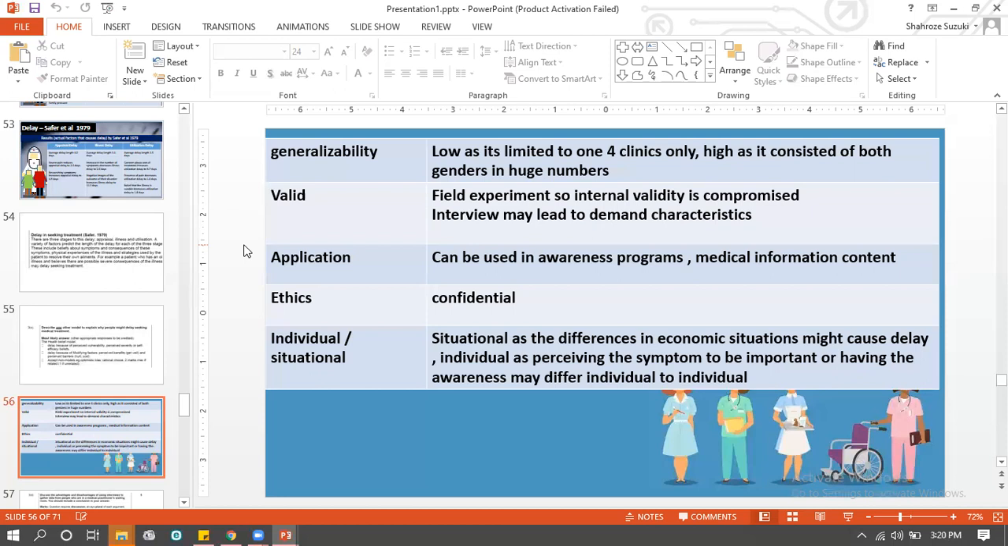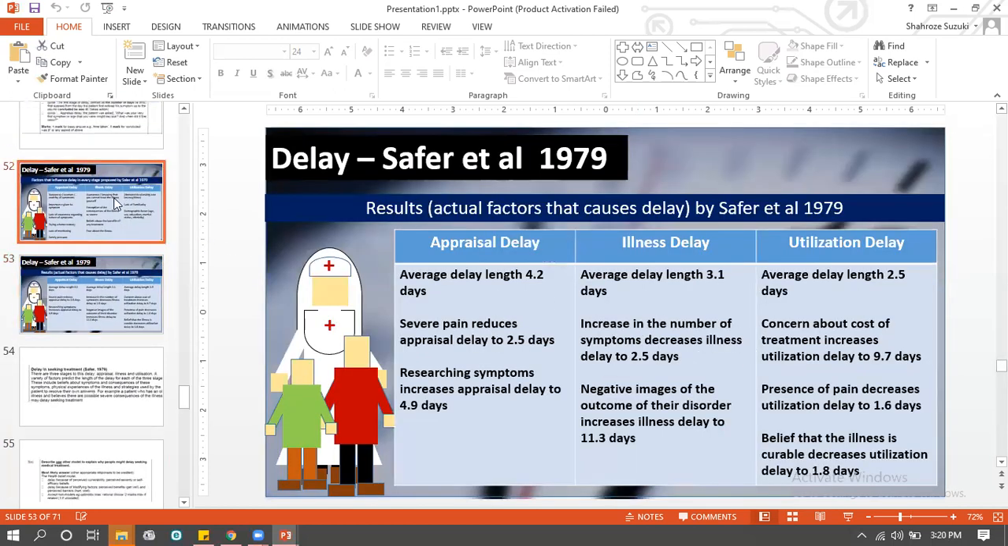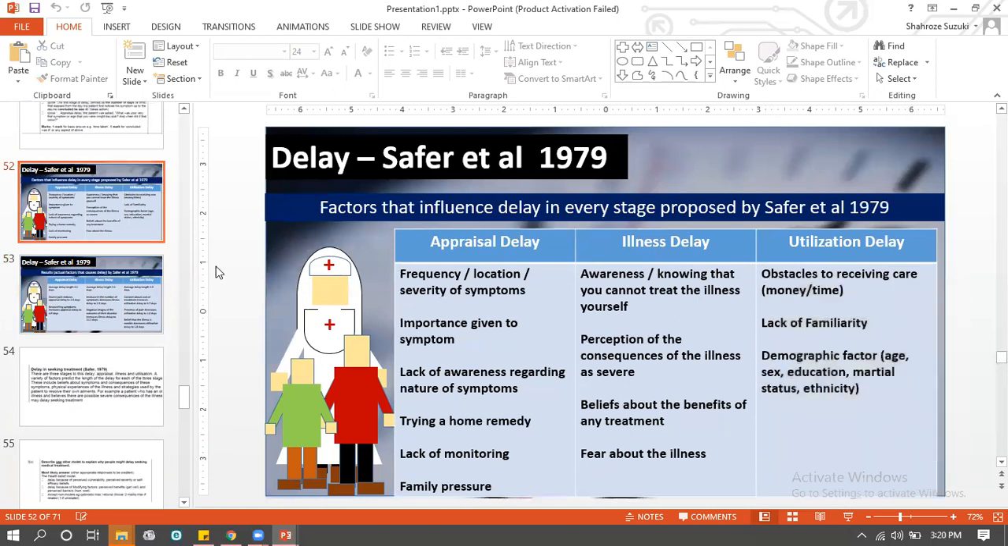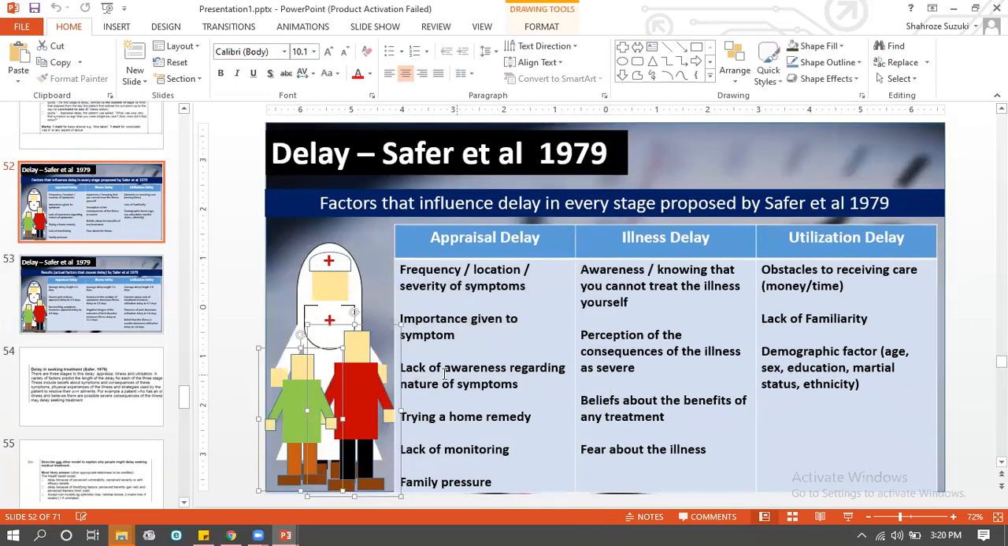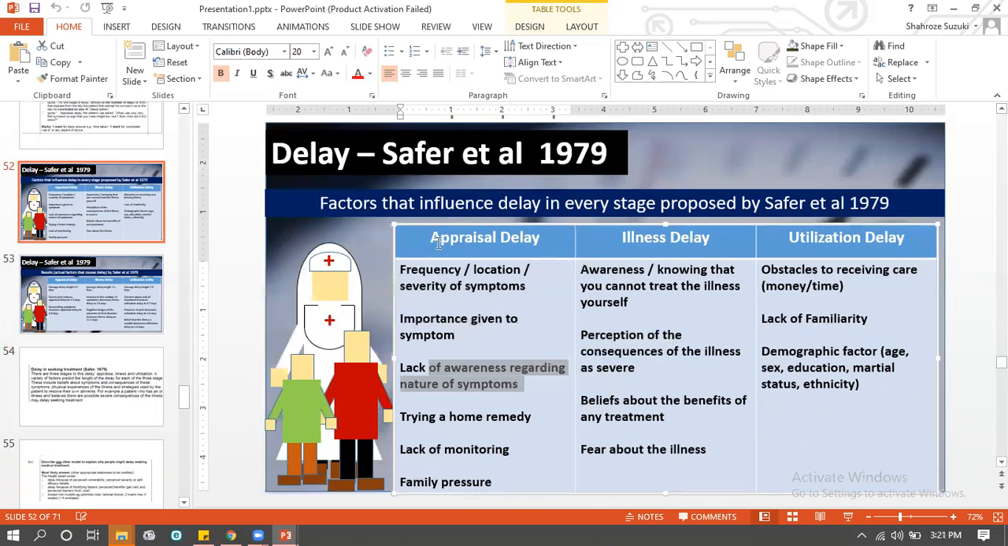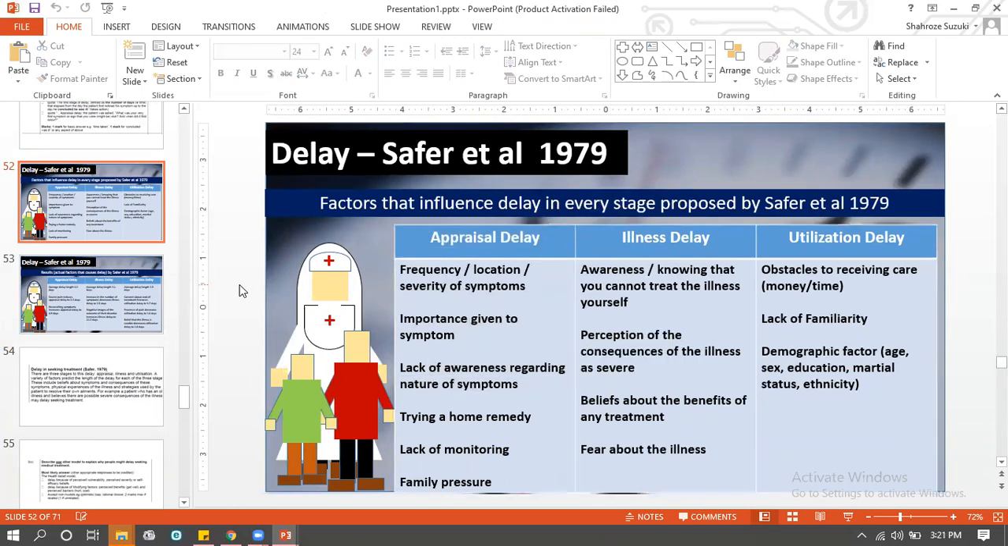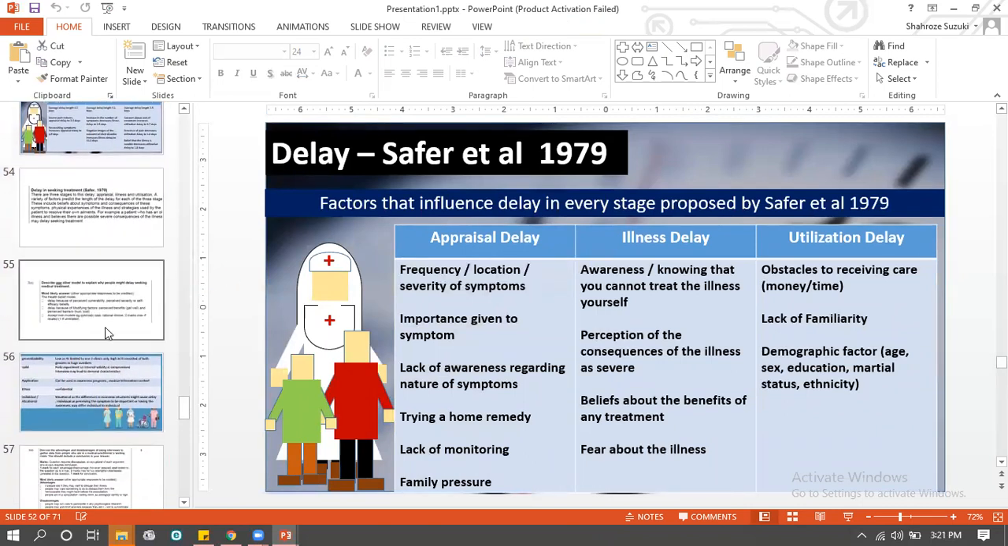Is it applicable? Yes, because you now know why people delay. These factors you cannot control, but these factors you can. However, you can spread awareness so that appraisal delay doesn't happen. That's why you can see COVID awareness ads, whatever. So you can spread awareness. It is applicable in times of pandemic, etc.